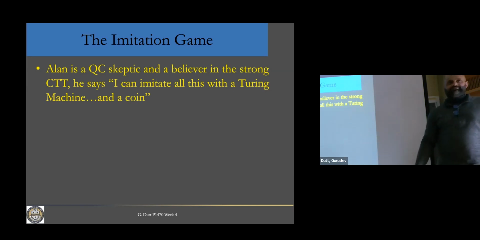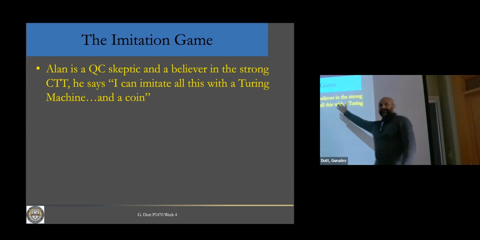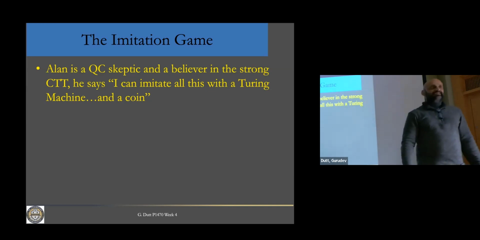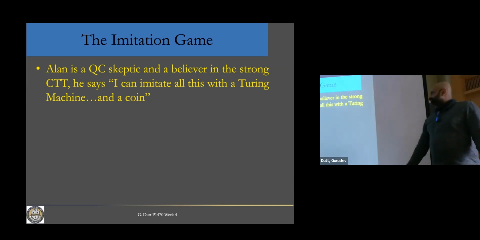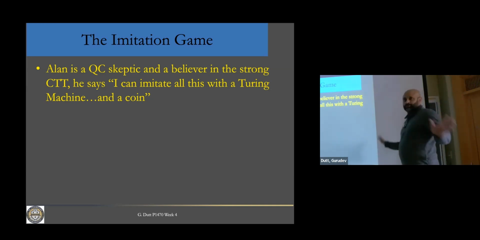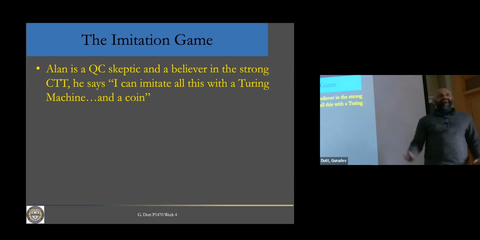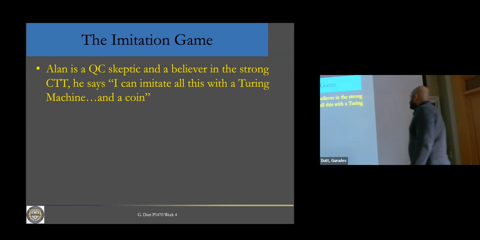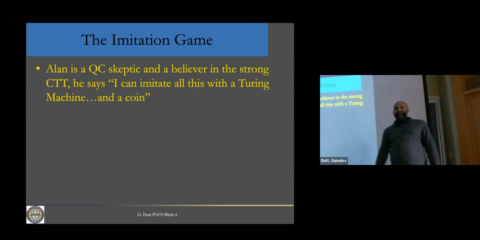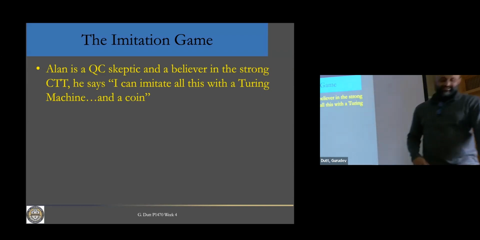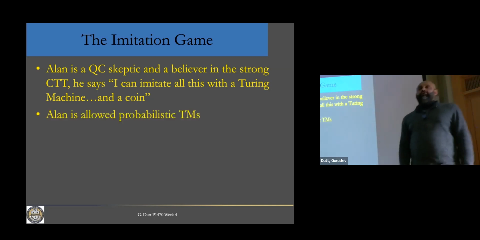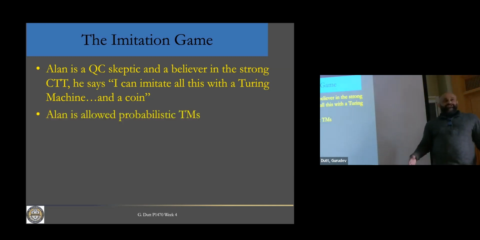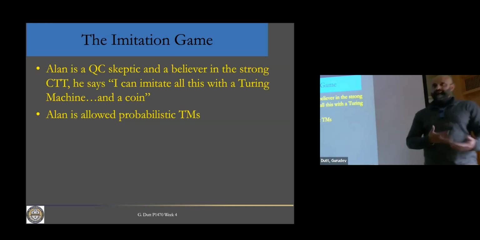Okay, so we introduce our favorite quantum computing skeptic, Alan. Alan is a strong believer in the strong Church-Turing thesis, and he says all this quantum circuit stuff is just nonsense. These quantum gates, you're just making up some fancy words. I can imitate all this with a Turing machine and a coin. What I mean by that is, Alan says, if you allow me probabilistic Turing machines, I can simulate all this stuff that you're doing.